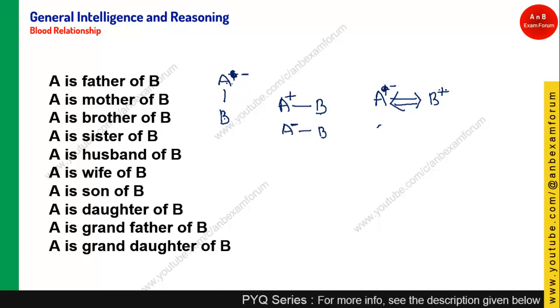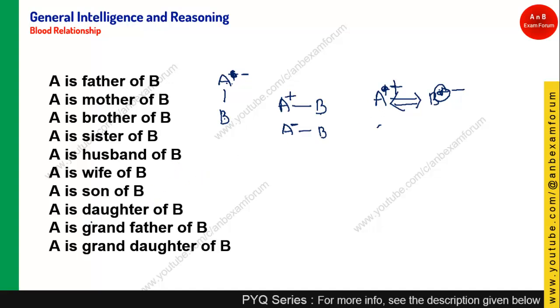In that case, we are deducing directly, but in this case, we cannot deduce directly, because if it is brother, then it can be sister also. If it is sister, it can be brother or sister. So that's why we have not put any gender symbol on that. But in husband and wife relation, if they are saying A is husband of B, so definitely it means A is plus and B will be negative.